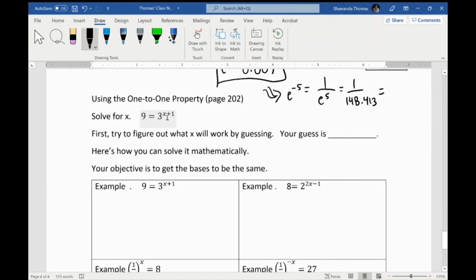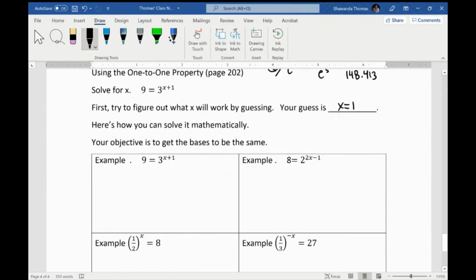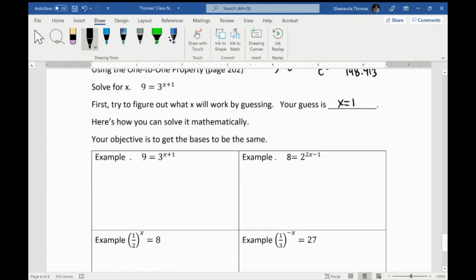If you had to guess, what is x? What would your guess be? 1. Very good. Because x plus 1, if x was 1, it'd be 2, and 3 squared is 9. All right, but I'm going to show you how to solve these mathematically because they're not always going to be that easy. All right, first step, get the bases to be the same. Step 1: get the bases to be the same.